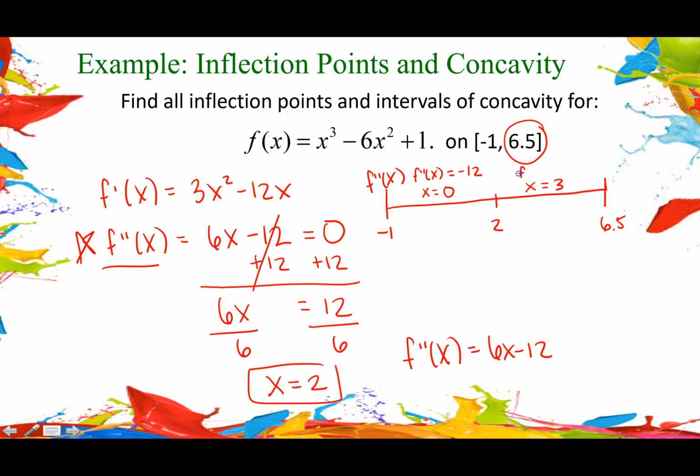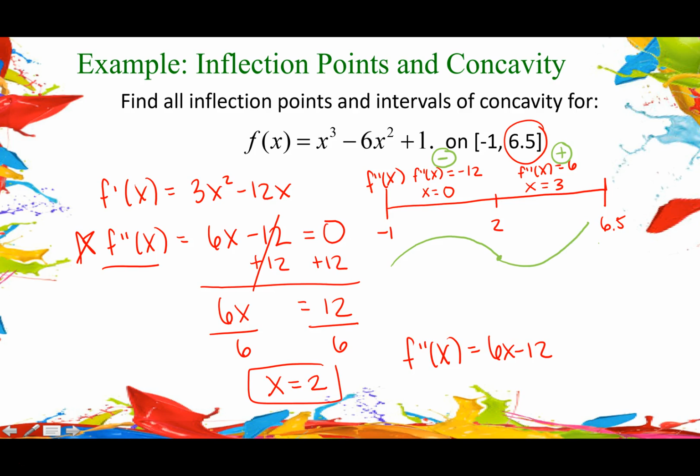Okay, what about f double prime of x when x is 3? Well, plugging 3 in, we get 18 minus 12, which is 6. Okay. So what are our signs here of our second derivative? Well, here we have -12, so we have a negative. And here we have a +6, so we have positive. So this is an indicator of concave down because of the negative. And then this one's an indicator of concave up.